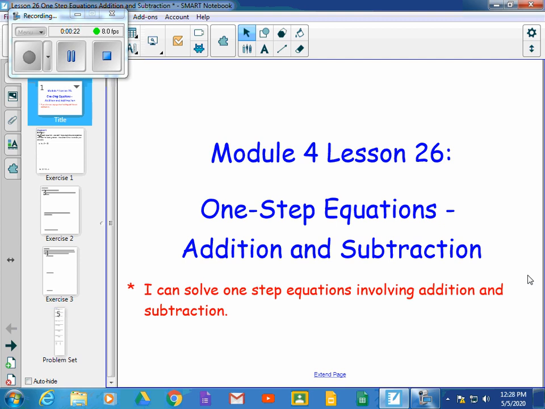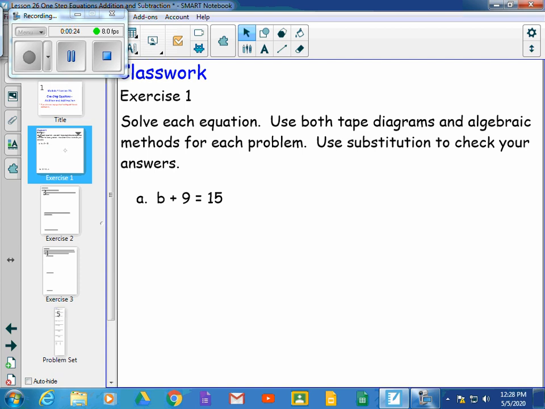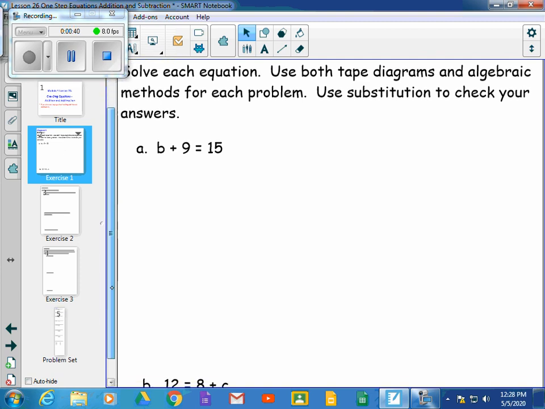these examples. We're going to start with exercise 1, letter A. The directions say solve each equation. Use both tape diagrams and algebraic methods for each problem, and use substitution to check your answers. So the equation that we're given is b plus 9 equals 15. And I know many of you can already do this in your head, and you know that b equals 6.